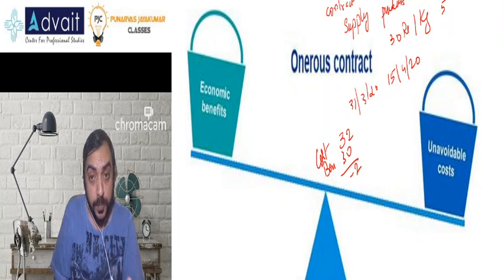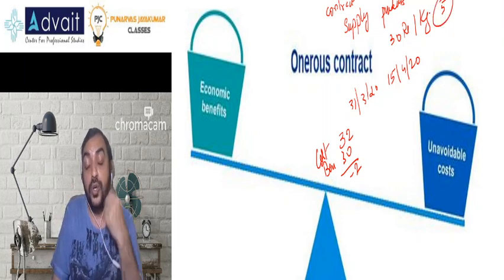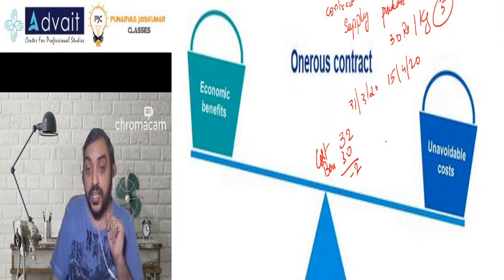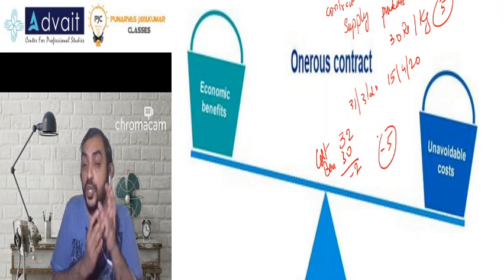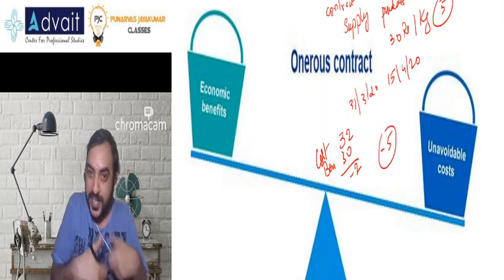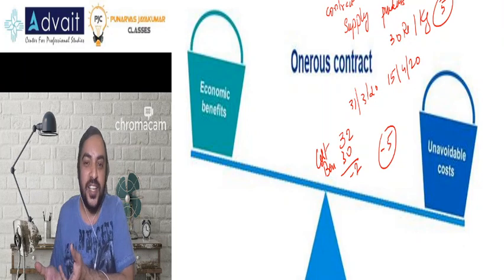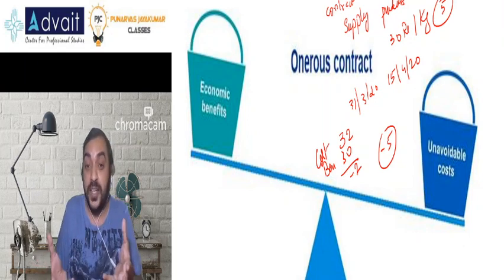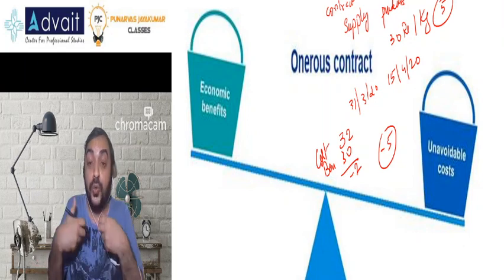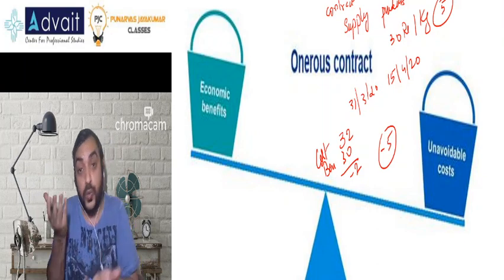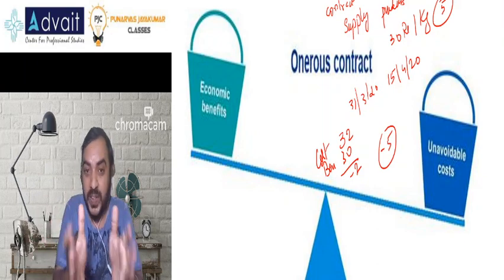But if you don't purchase, what will happen? You are going to cancel, which means you have to pay a penalty of 5 rupees. So either you incur a 2 rupee loss, or you incur a 5 rupee loss as a penalty cost. Which is better? Is it better to incur a 2 rupee loss or a 5 rupee loss? One of them is sure. That is what an onerous contract is.